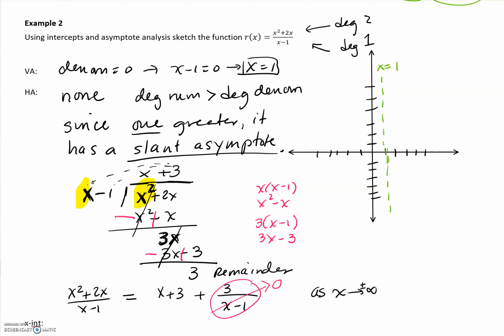Now this means as x goes to plus and minus infinity, this piece dies out and goes to 0 because you have 3 divided by something big. So naturally that's going to die off. And this is the guy that takes over.